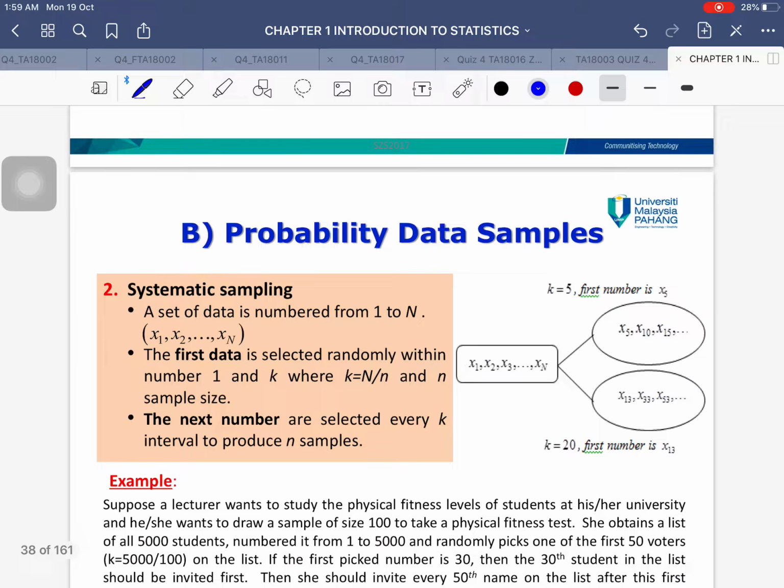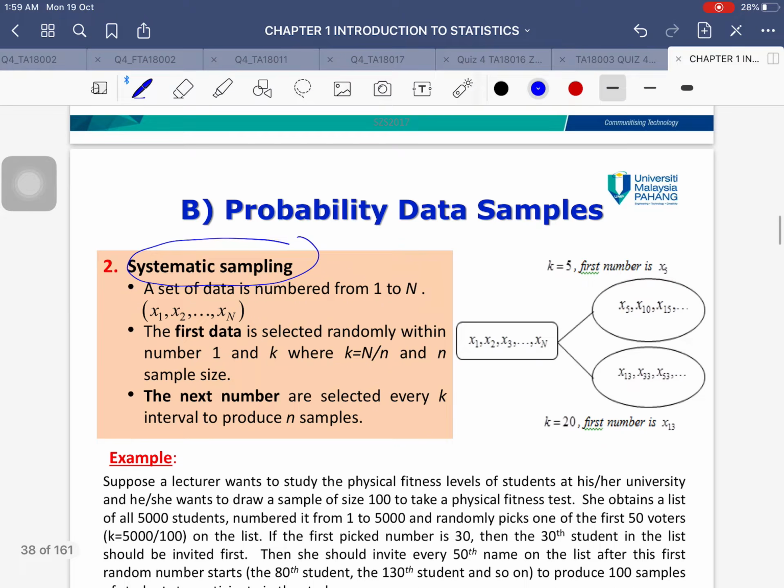The second is systematic sampling. As the name suggests, it's systematic, so it will be a fixed number. What happens is that a set of data is numbered from 1 to N, where N is the number of your whole population. For example, using my previous example, I have a population of 100 and I want to pick 20 as my sample. I'm going to do the same thing: number them 1, 2, 3, 4, 5, all my population until the 100th person.